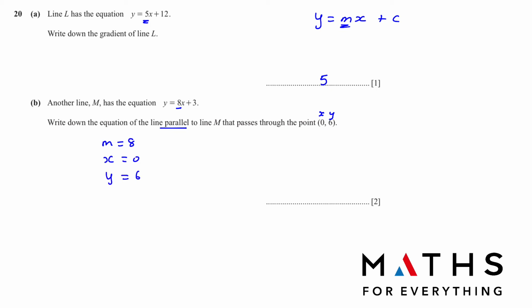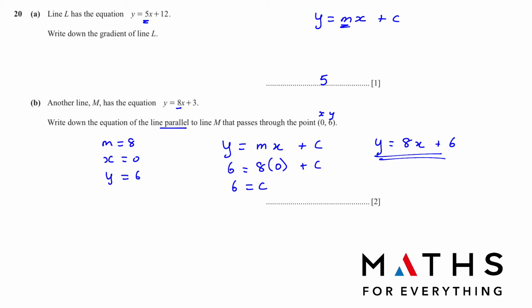So in our equation of line format, we substitute everything to find our c. Y is 6 and m is 8 and x is 0. Let's see. So our C is 6. Now replace your M, which is 8, and your C, which is 6. That is our answer.